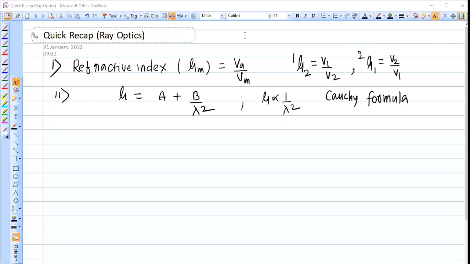Yeah, look. So quick recap of this chapter I'm giving you, of the ray optics. We have already completed this chapter. So the first concept is refractive index.